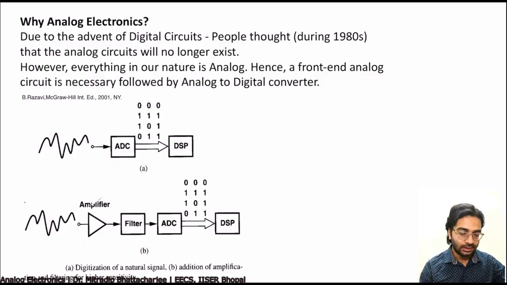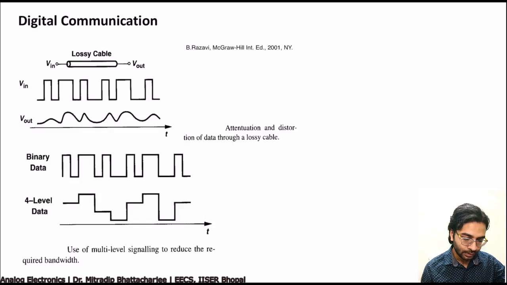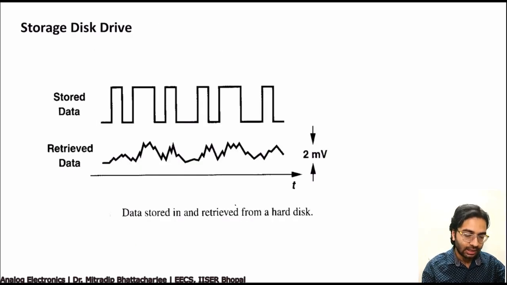So far I have discussed why analog electronics is important. I've shown you the different typical components of an analog electronics device, for example, the filters, amplifiers, ADCs, etc. Then I have shown you a few examples, like how in digital communication analog circuits are important, because at the output side you get something which is distorted, so you need the help of analog circuits to retrieve the data. There are also examples like binary and multi-level data where analog circuits are required.